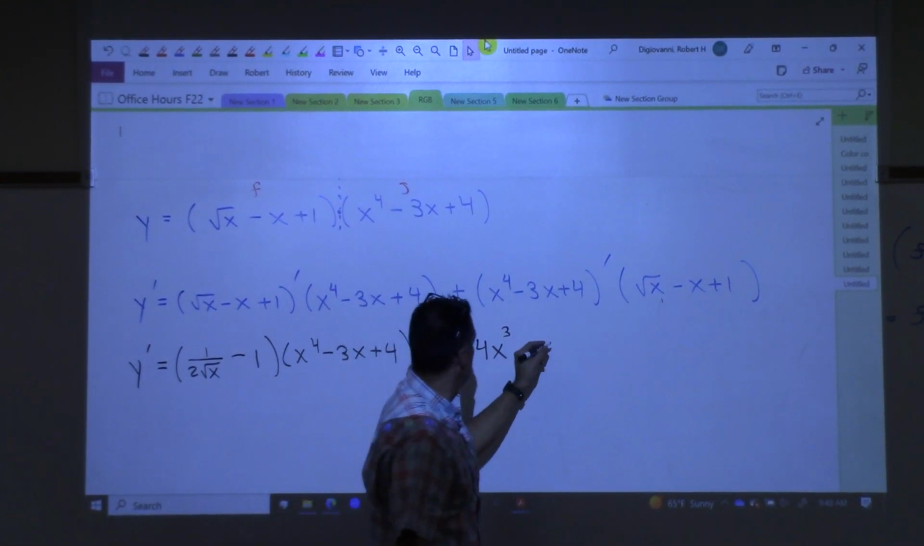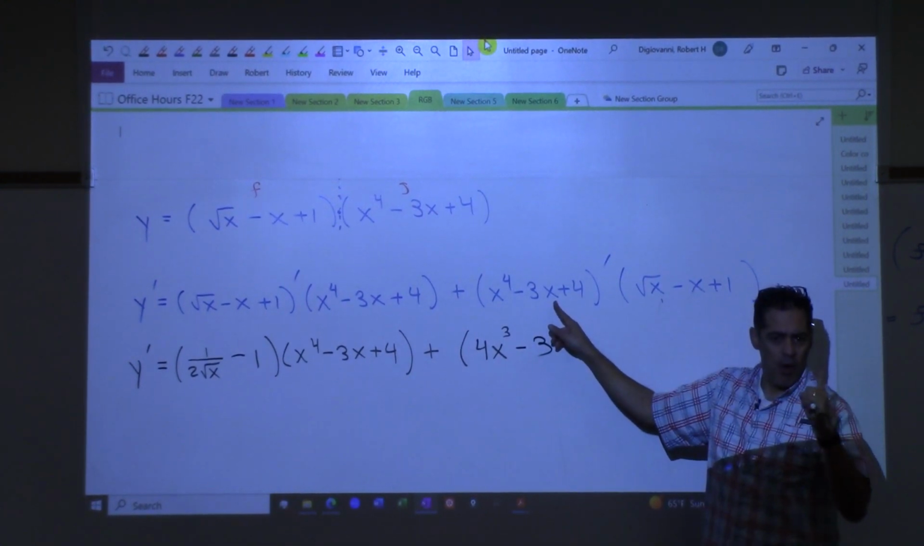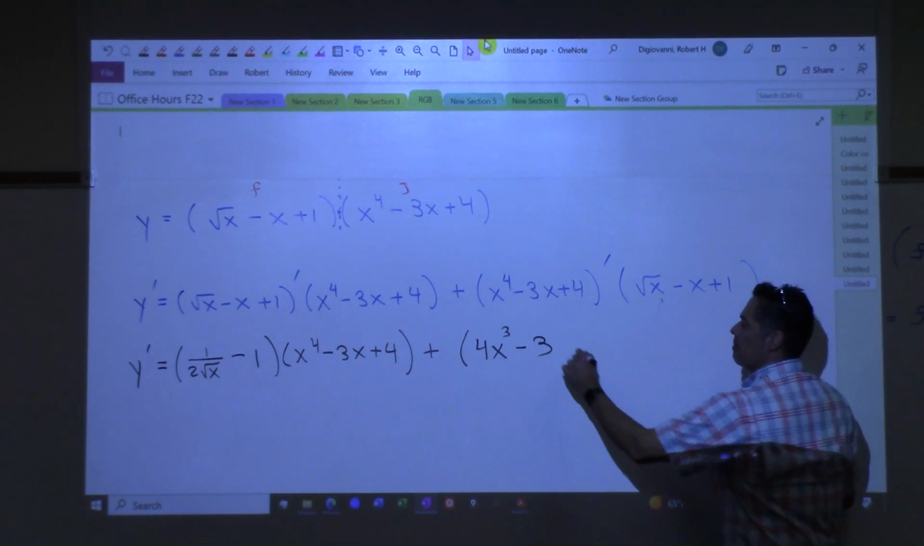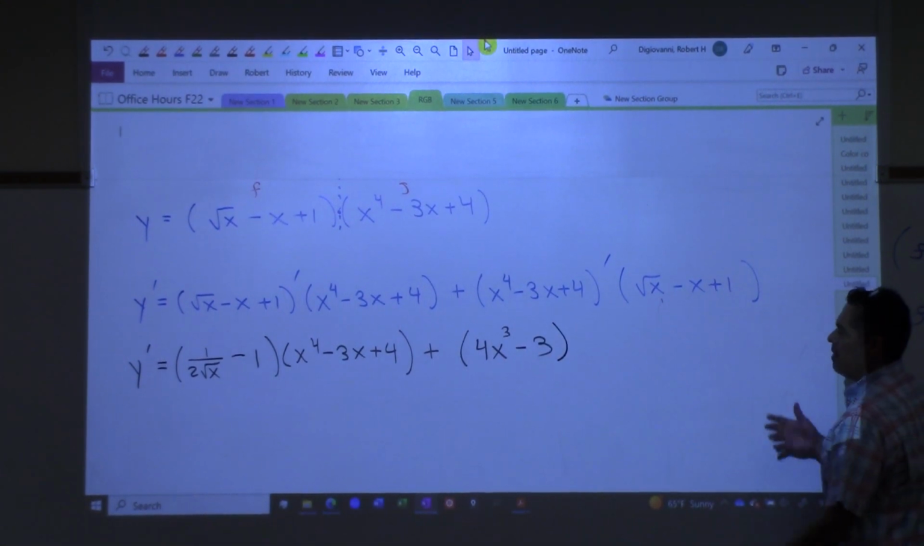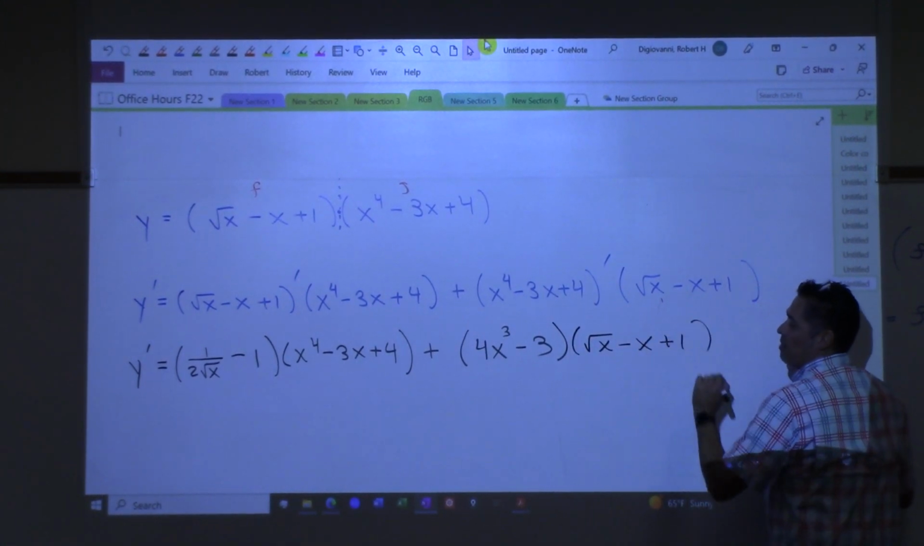Minus 3. Very good. Because the constant comes for the ride, and the derivative of x is 1. One more. 0. Good. There we go. There's your derivative. And then just write the second function, and we're done. At least we're done with the calculus part, right?